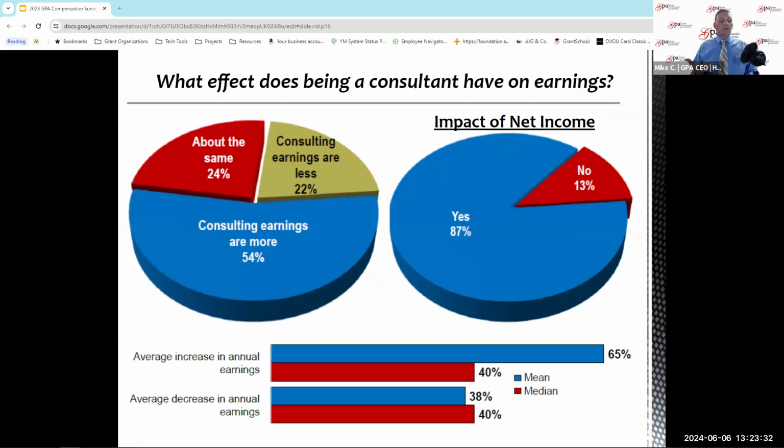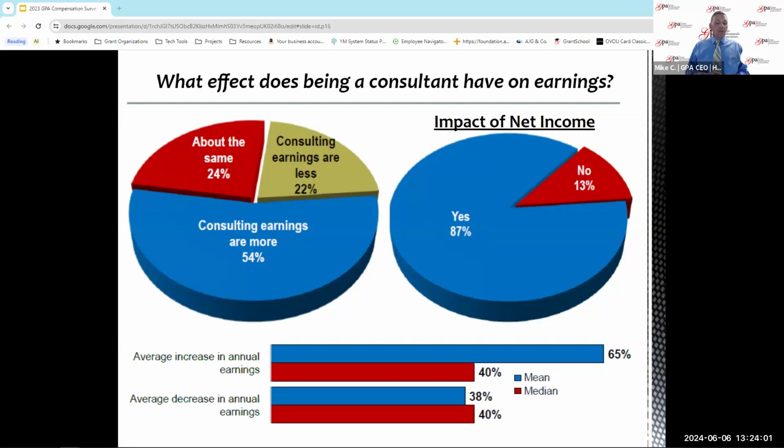What's the effect of being a consultant? We mentioned before that there were some people thinking about becoming a consultant. Most consultants report having a full-time job prior to becoming a consultant, while 13% reported they did not have a prior full-time job. A slight majority report that their net income is higher than it was as an employee. 24% report that it's about the same, and 22% report that it's less.